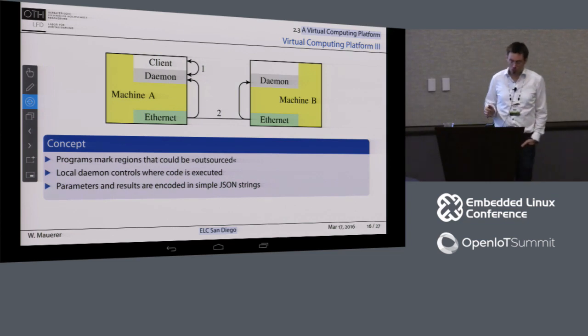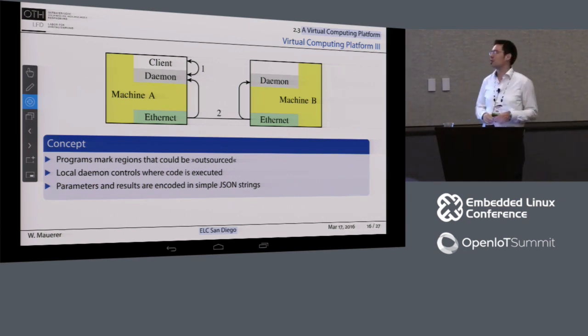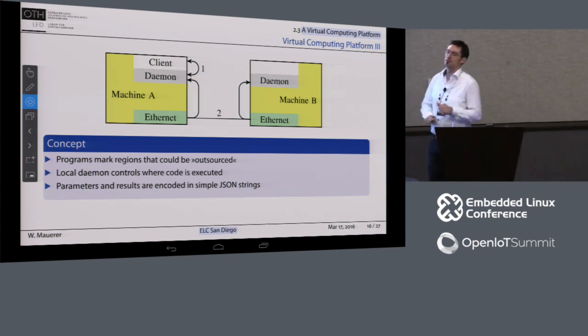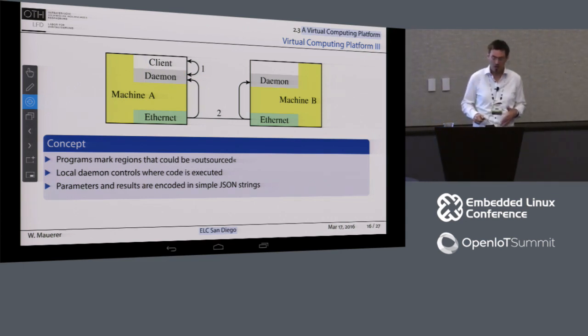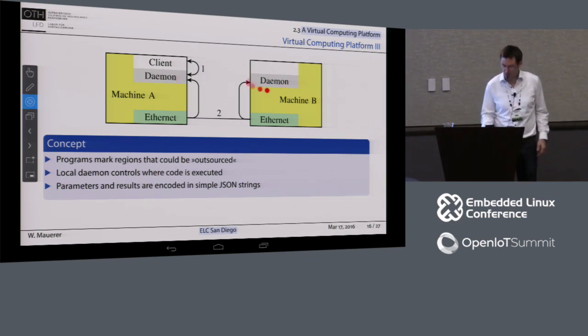Good, so our concept that we are using to distribute computational load across systems is very simple. We have machines that are connected by standard Ethernet, by standard TCP/IP connection. And on each of these machines, we have a daemon running that is responsible for distributing computational load across systems. So these daemons know what systems are available in the network, what the current load is, and so on. It's all being done with the technologies I outlined before.